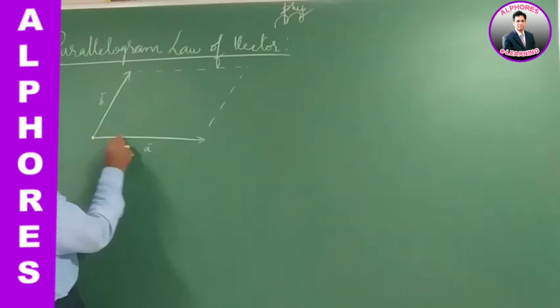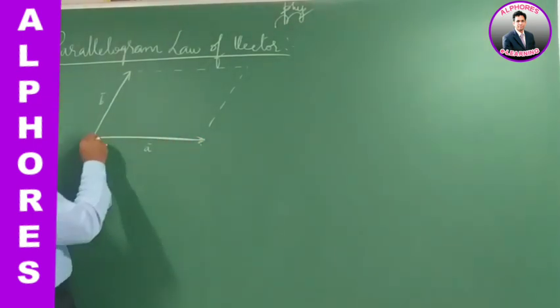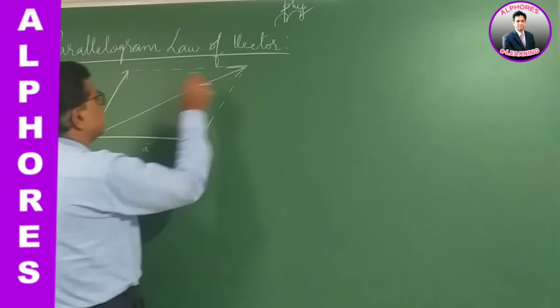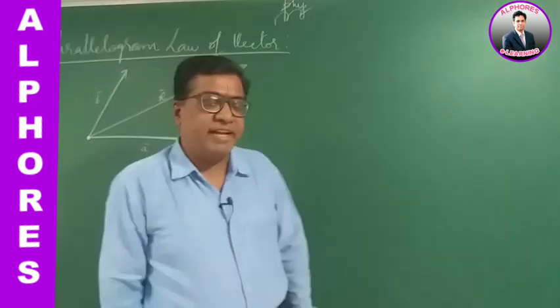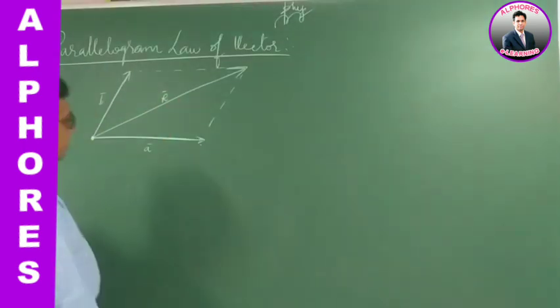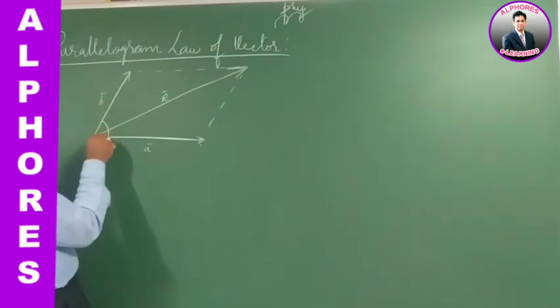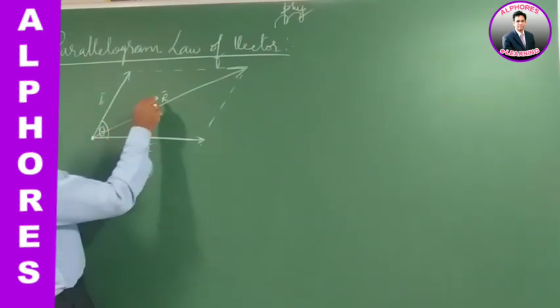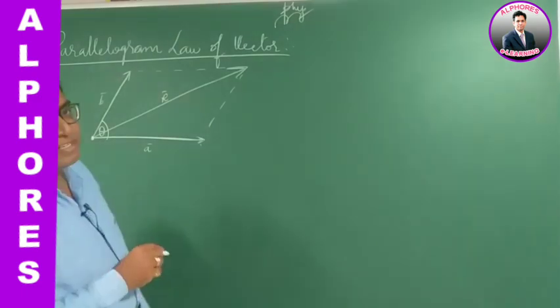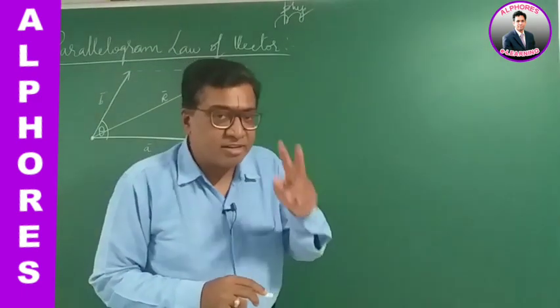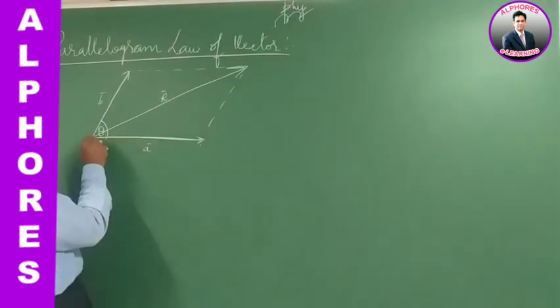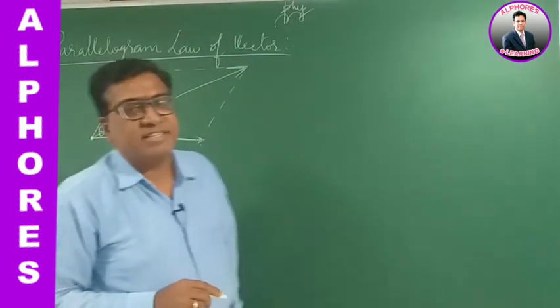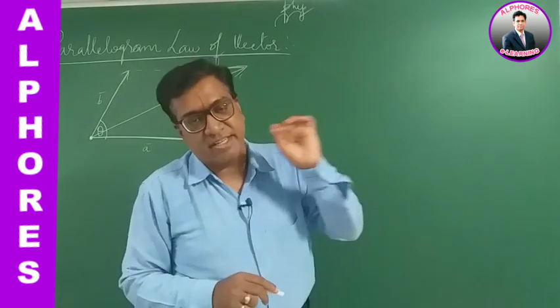Then the diagonal passing through the point of intersection of the vectors will represent the resultant vector R bar. If A bar and B bar are two vectors and the angle between the vectors is theta, then this diagonal is called the resultant vector R bar. A parallelogram has two diagonals, but you have to consider the diagonal passing through the point of intersection of the vectors. This represents the resultant vector in magnitude and direction, right?